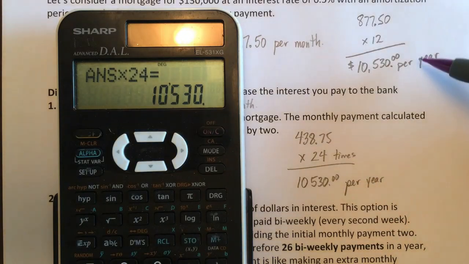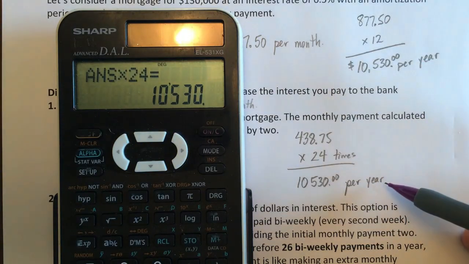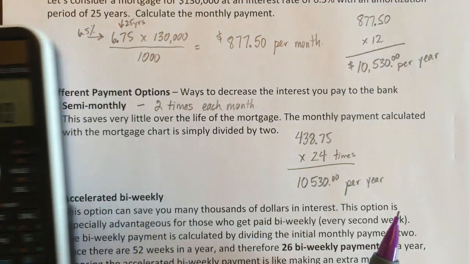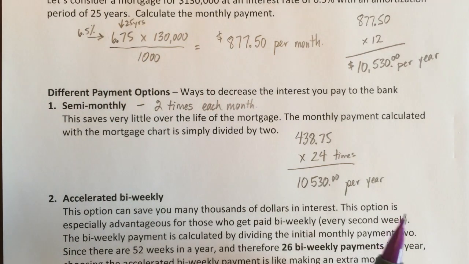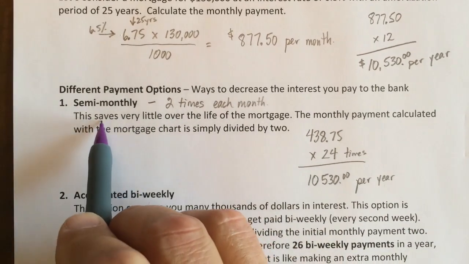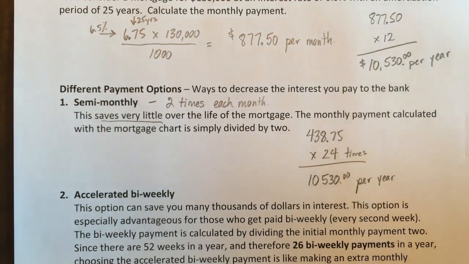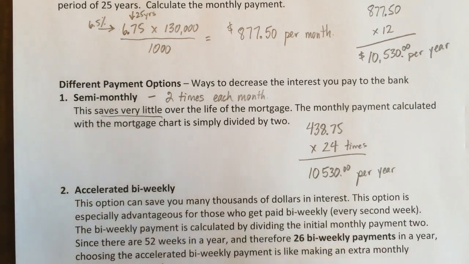So compared to monthly, I'm paying no more money, and the only place where I'm getting an advantage is I'm paying off some of my interest sooner. So it saves very little over the life of the mortgage. I'm paying half the amount twice as often, and it pays a little bit more interest a little more quickly, and so it saves you a little bit of money.